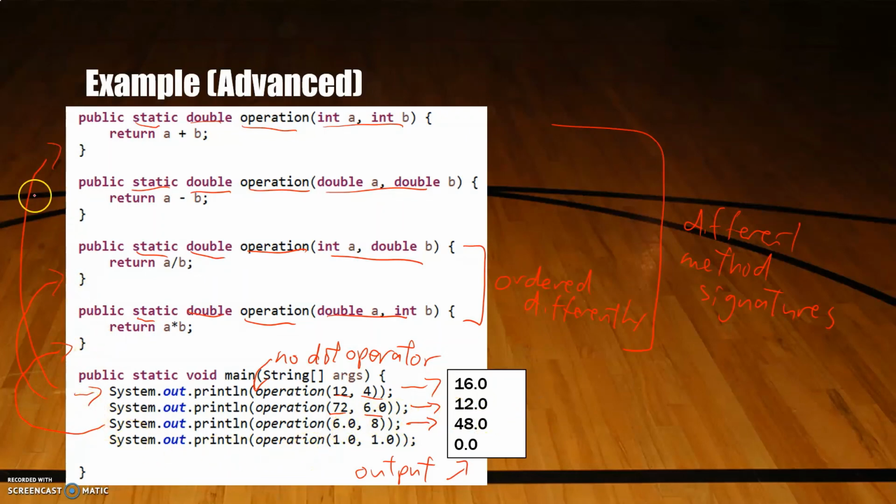For the last one, because both are doubles, the second method is called, and 1.0 minus 1.0 is 0. And as such, these are the answers of 16, 12, 48, and 0, which all are doubles.